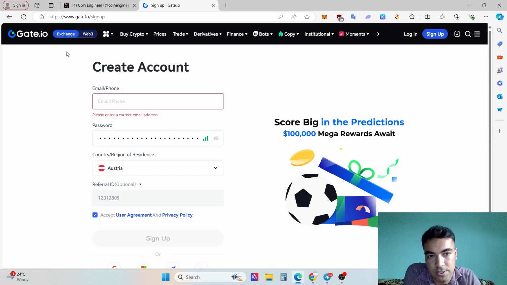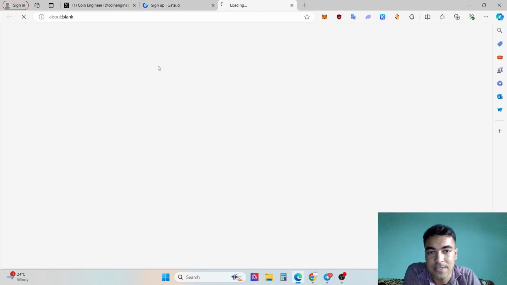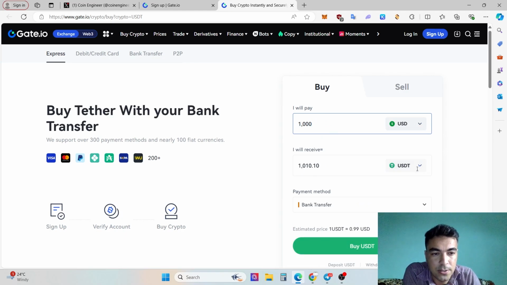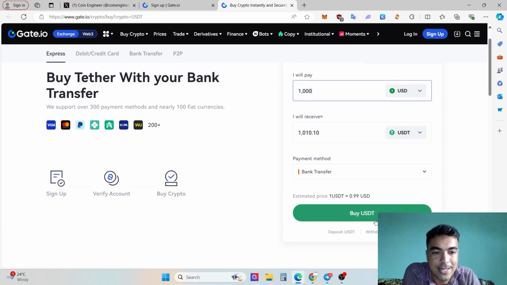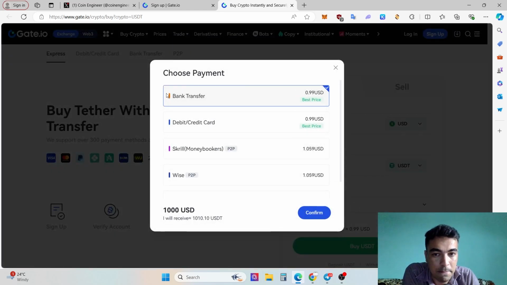First of all, click buy crypto, Express. What is the Express buy crypto method? For example, you want to buy using USDT, and then just put in the relevant amount. For example, I want to spend 1000 USD to get 1010 USDT, and then Gate.io will calculate for me what is the best option to buy it, and bank transfer is the best option.